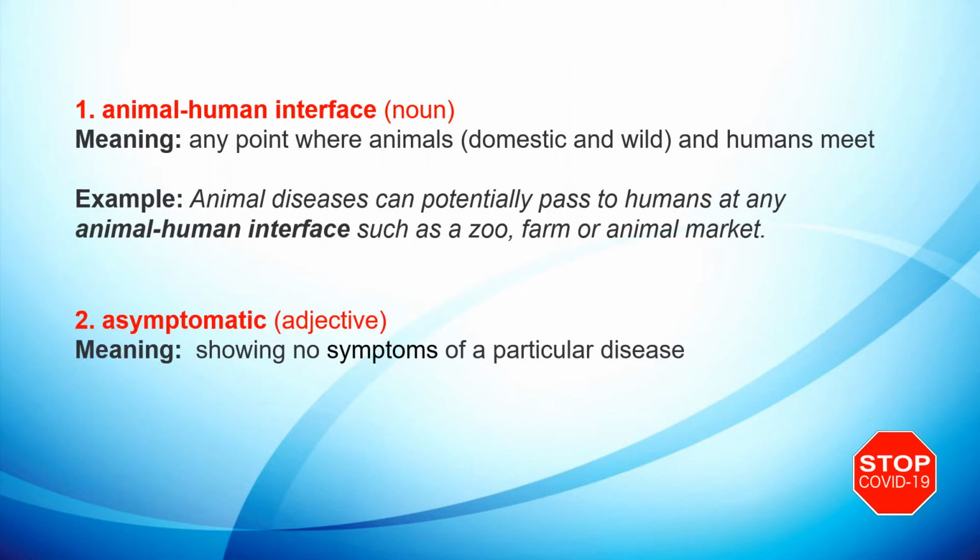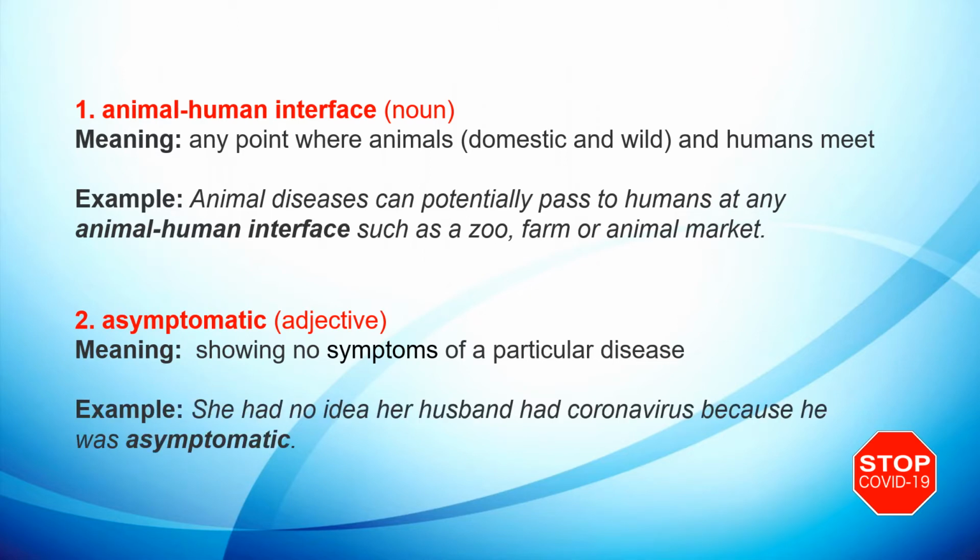Number 2. Asymptomatic. Asymptomatic, as an adjective, meaning showing no symptoms of a particular disease. For example, she had no idea her husband had coronavirus because he was asymptomatic.